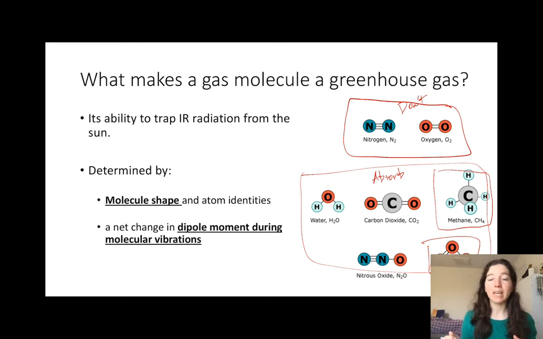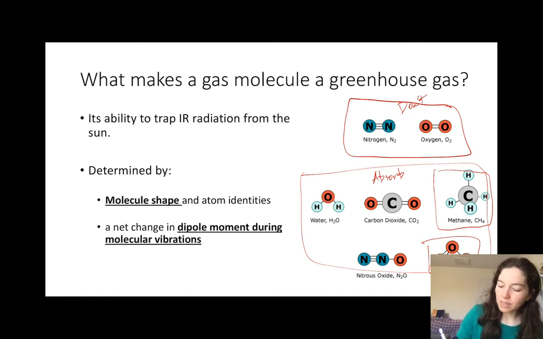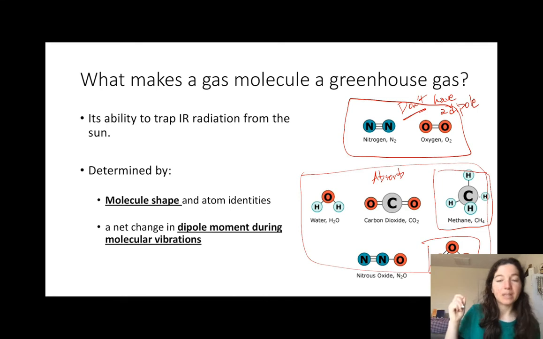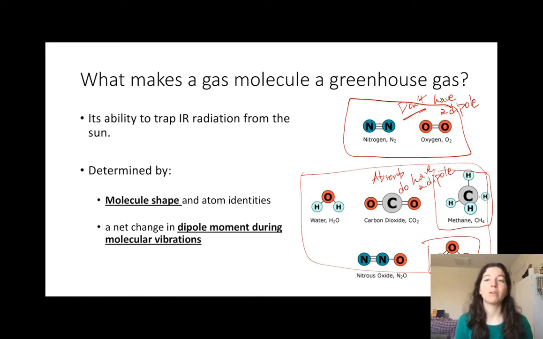So what this means is that these molecules here that don't absorb IR radiation don't have a dipole. But these molecules that do absorb radiation, they do have a dipole, which is an important distinction between these molecules and how we can determine whether or not they're greenhouse gases.